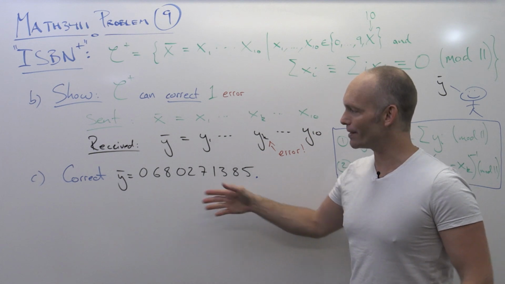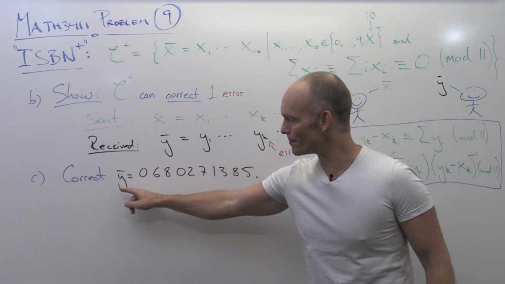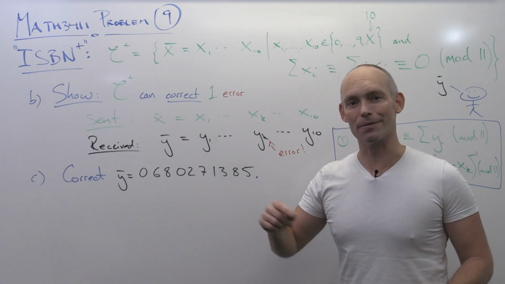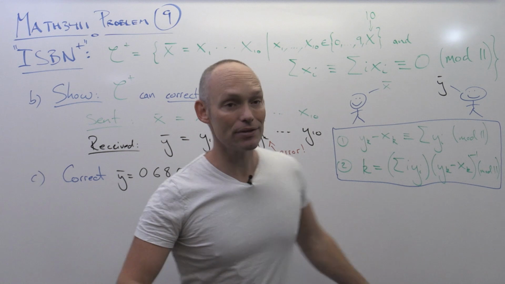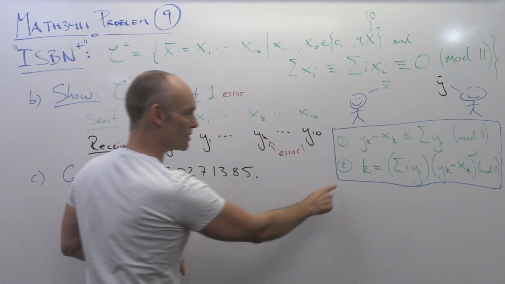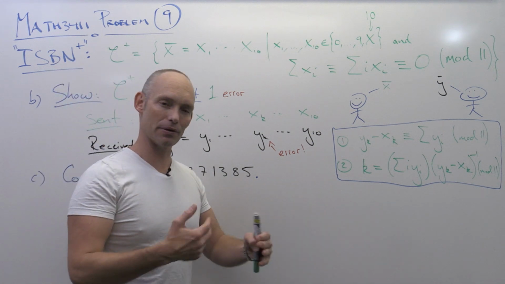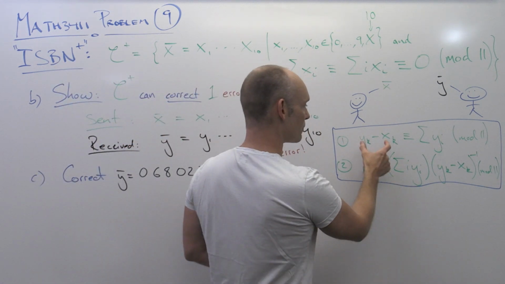Okay, so here in part C we have to correct this particular received word under the assumption that there's exactly one error. So what do we do? Well, we need to figure out where the error is. That's the value k there. And we also need to know how to correct the error, and we can see that by finding out what the difference here is.